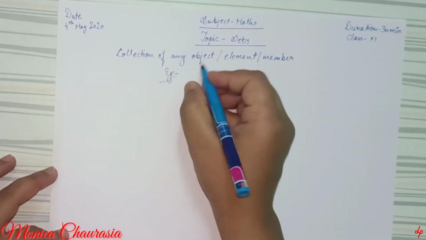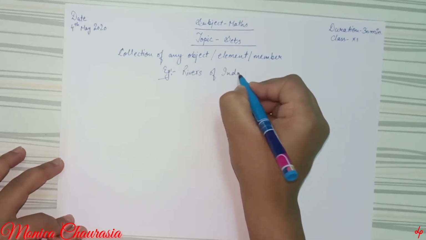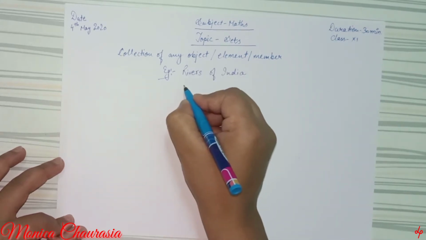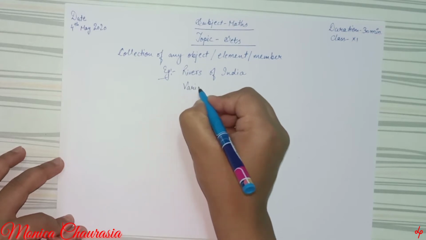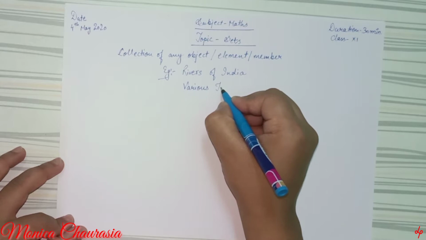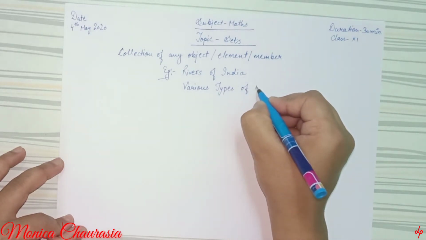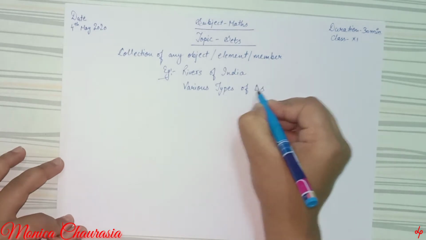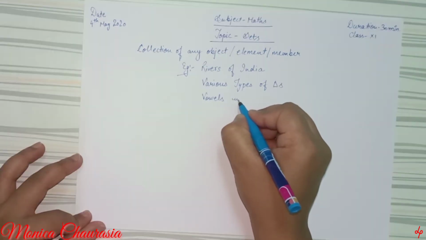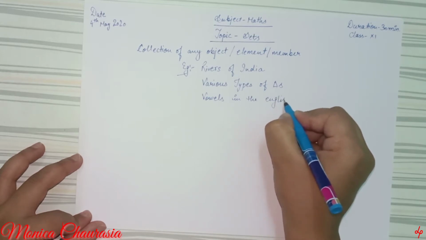For example, rivers of India, various types of triangles, vowels in the English alphabet and etc.